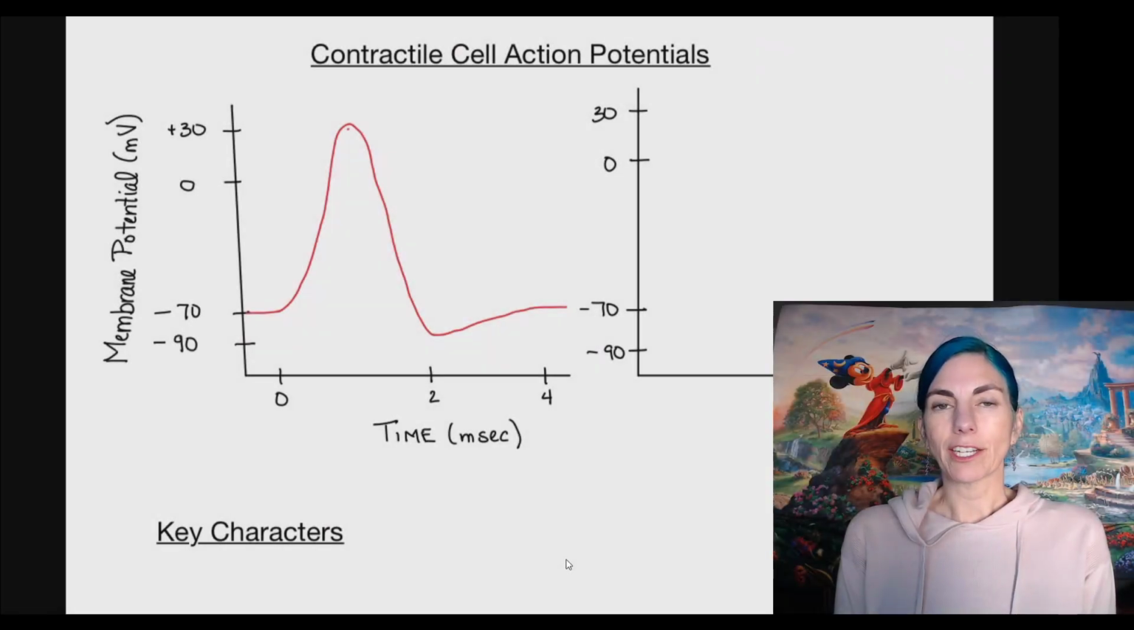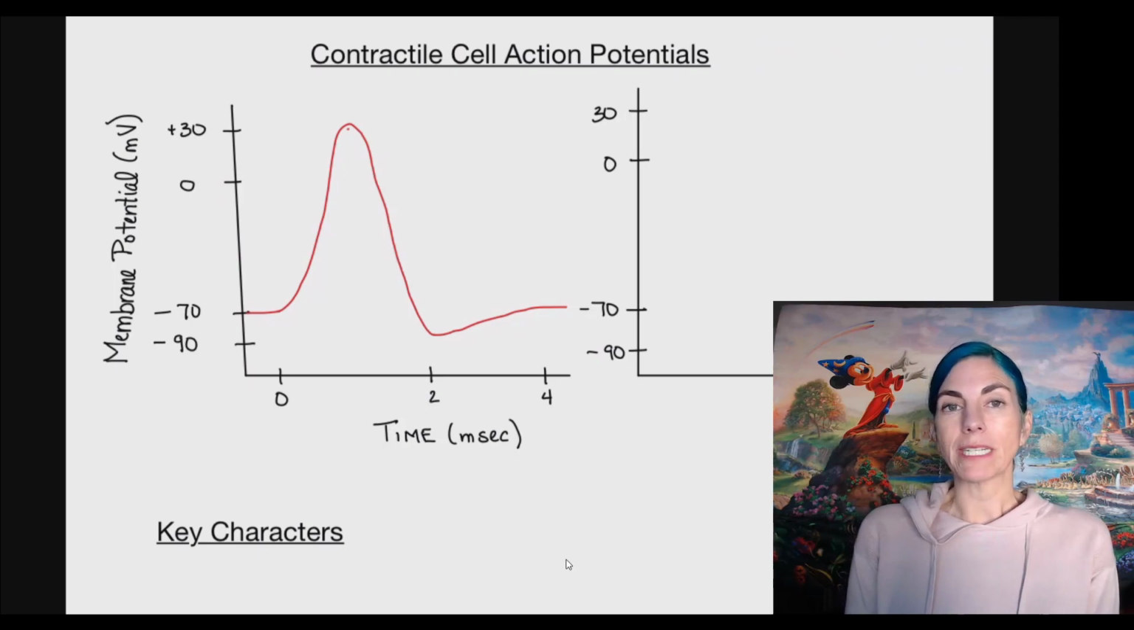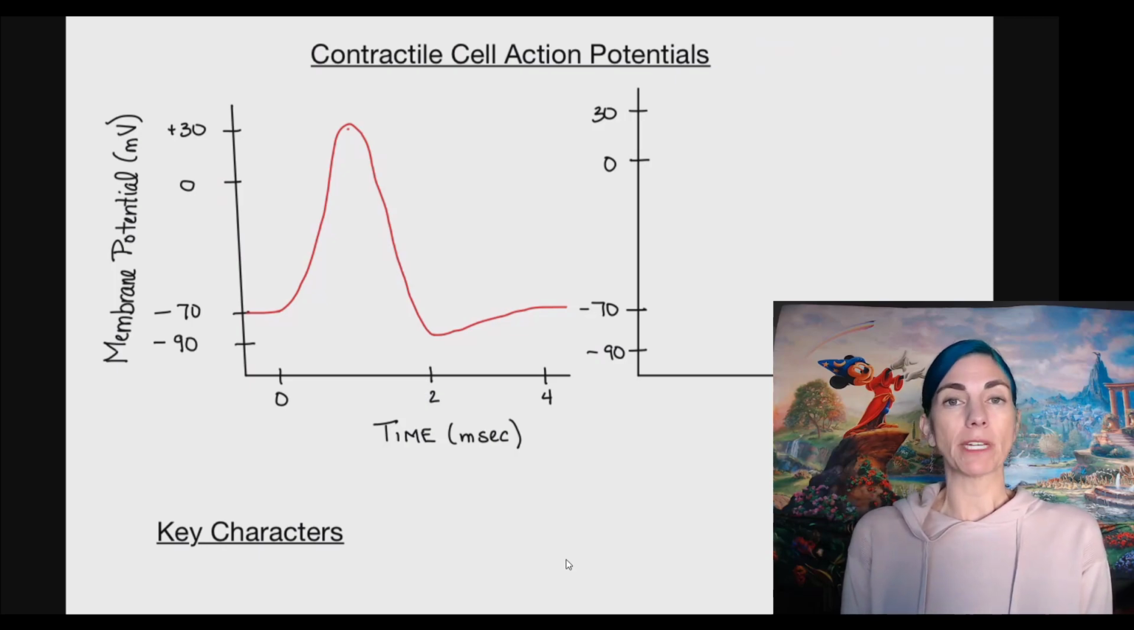So in our previous lecture, we learned that action potentials propagating across the plasma membrane of a contractile cell will initiate the actual contraction. So in this lecture, we're going to take a look at those action potentials because the action potentials that occur in a contractile myocardial cell are quite different than any of the action potentials that you've seen so far. So on the screen, I have an action potential for a neuron.